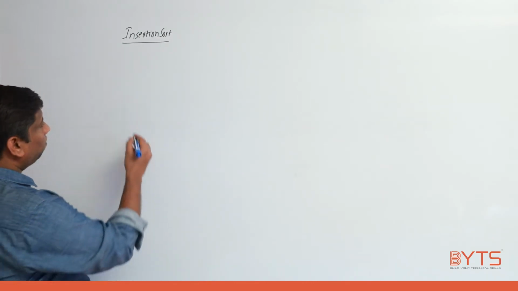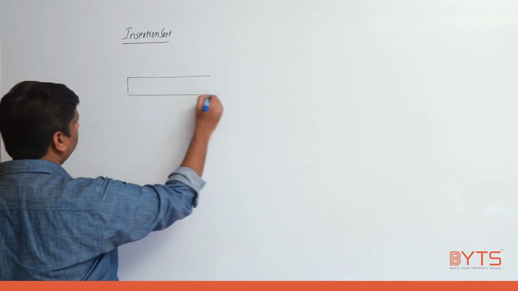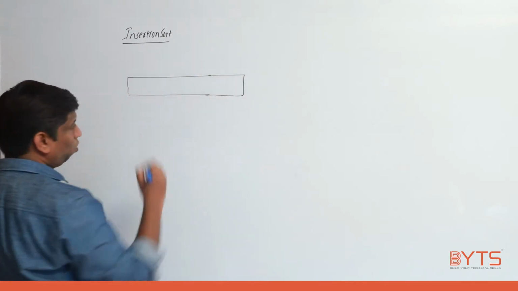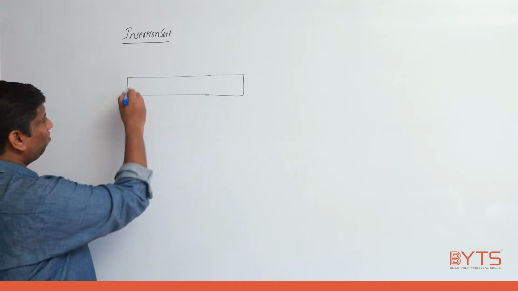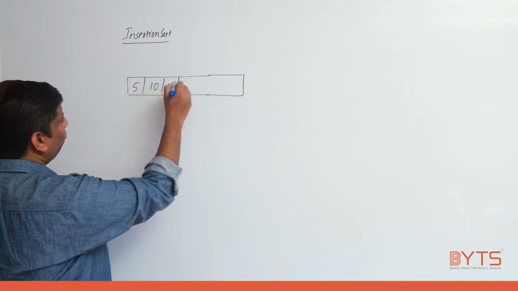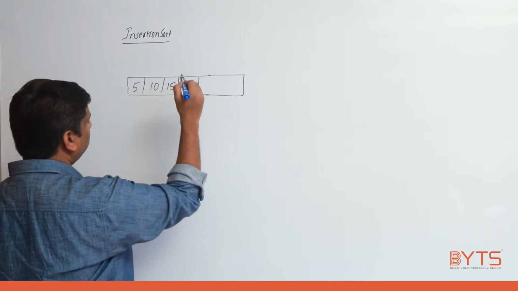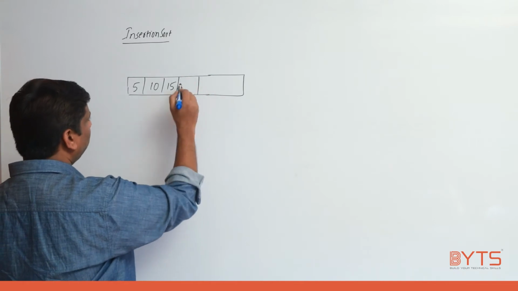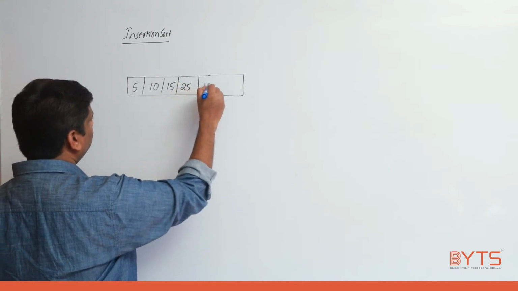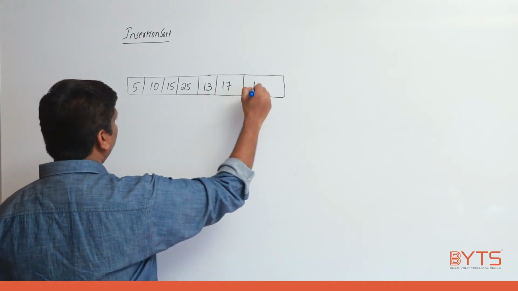Well, see here, this is an array. Try to understand. This is an array. First, what we have is 5. Next, we have 10. Next, we have 15. Next, we have 25. Next, we have 13. Next, we have 17. Next, we have 18.